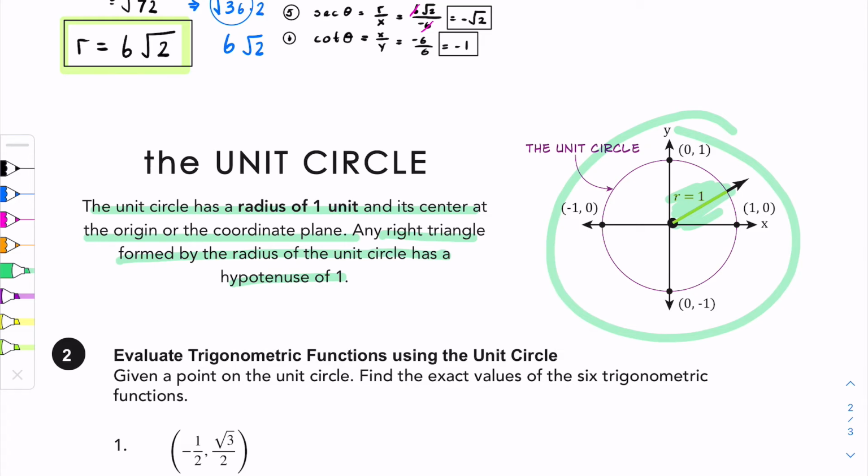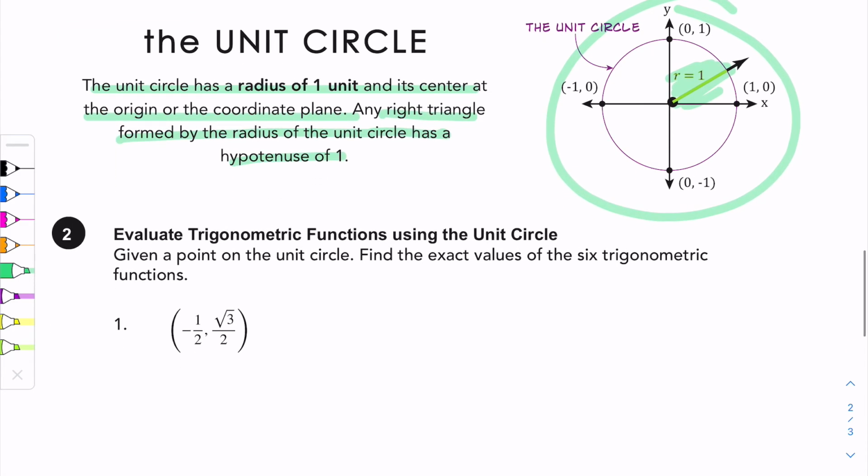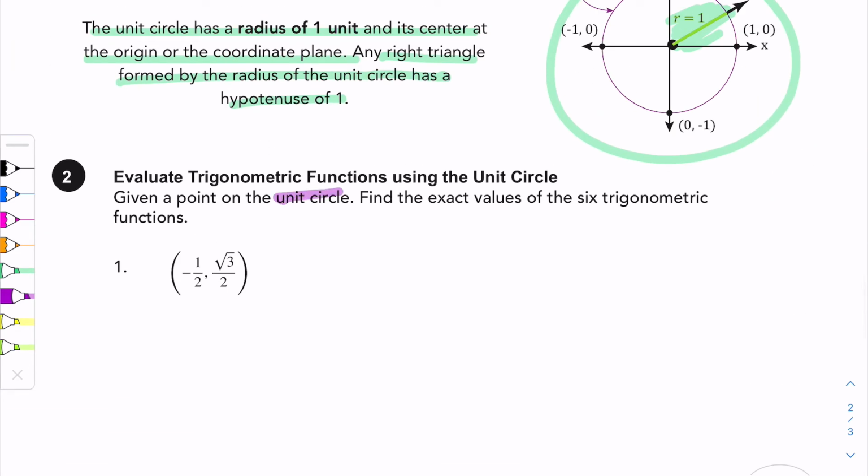So this is the same type of problem as example set 1, but when the point is on the unit circle, the radius is automatically 1 and you do not have to solve for r, as a quick recap. So the example set says, given a point on the unit circle, right there, unit circle. As soon as you see the word unit circle, r equals 1. If you don't see that word, you can't assume that, but as soon as you see unit circle, r equals 1. Find the exact value of the 6 trig functions.